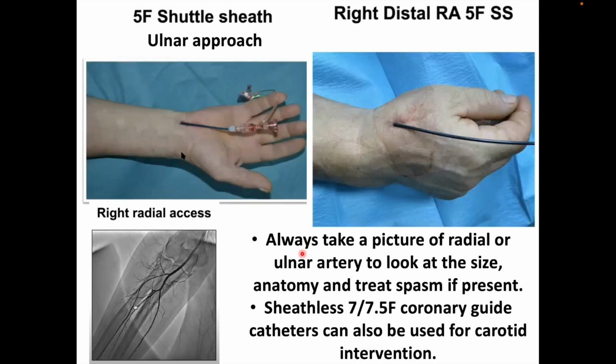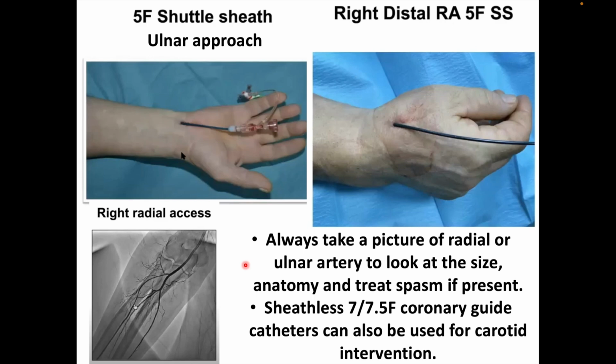But what is important is that you should always take a picture of the radial or ulnar artery to look at the size and anatomy, and treat the spasm if that's present. Another option could be to use sheathless 7 or 7.5 French coronary guide catheters. They can also be used for carotid intervention.